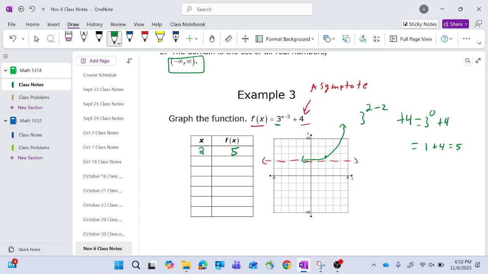Yes, if it was 3 to the negative x, whatever, yeah, it'll be decay. Because then you have to take the negative out and flip it.